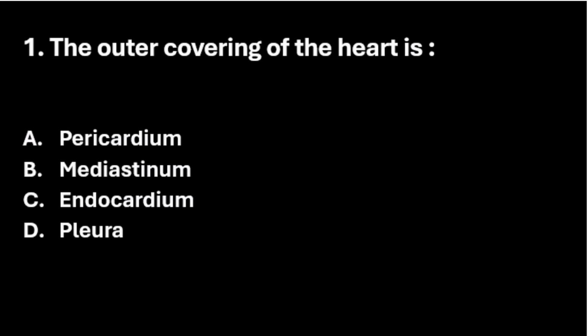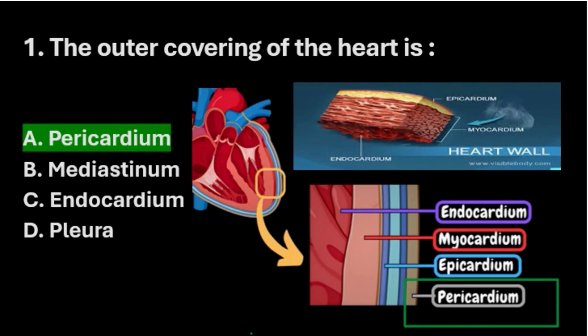The first question, the outer covering of the heart is option A pericardium, option B mediastinum, option C endocardium, option D pleura. The right answer here is option A pericardium. You can see the diagram here. The outermost layer here is pericardium, then epicardium comes, then the muscular layer of the heart, myocardium, and the innermost layer of the heart will come, that is endocardium. So, pericardium, epicardium, myocardium, and endocardium. This is the order of layers of heart.